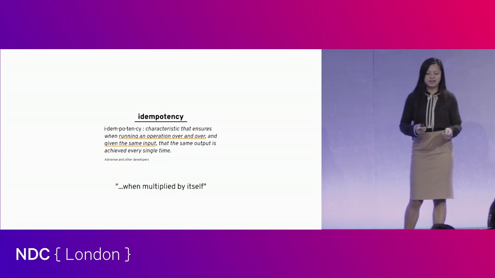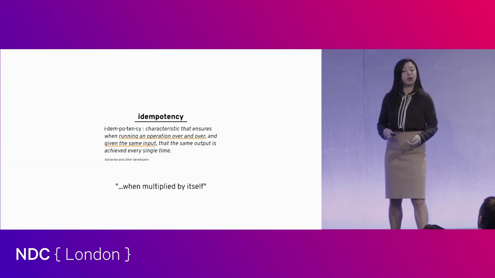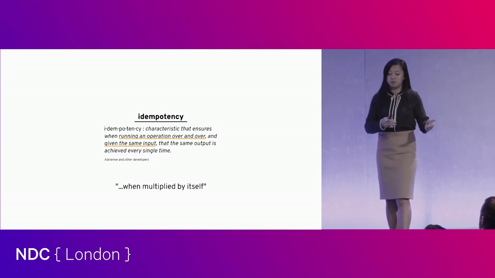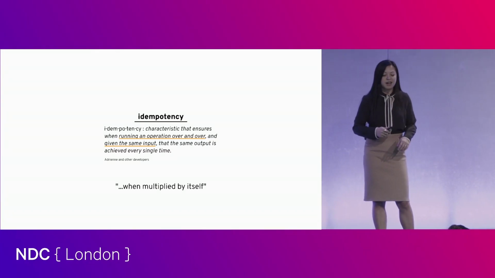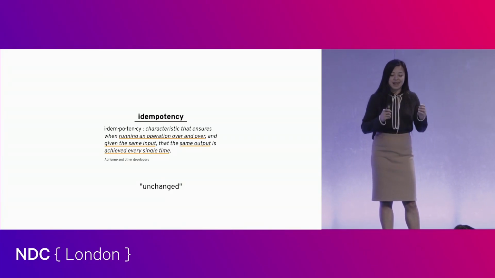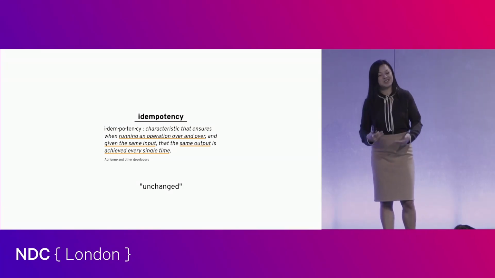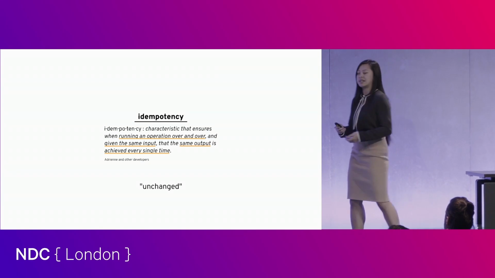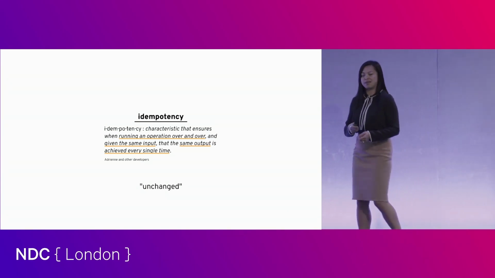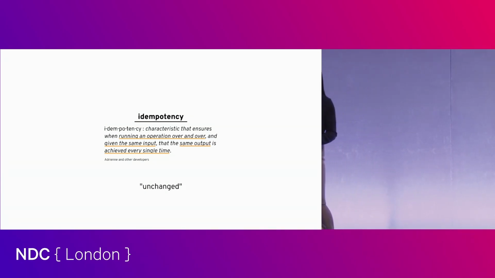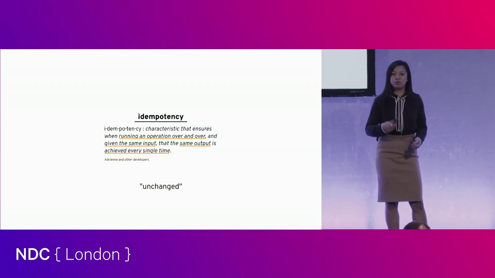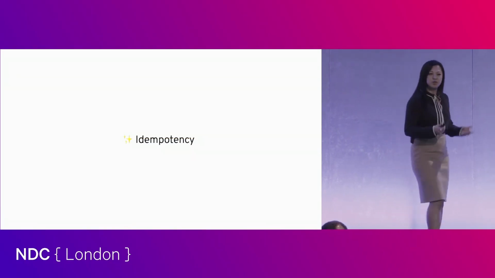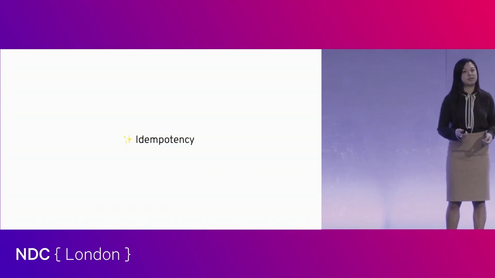Idempotency, a little bit revised, is a characteristic that ensures that when running an operation over and over given the same input, so mapping that to when multiplied by itself, the same output is achieved every single time. It is unchanged. That means no matter how many times you run an application, no matter how many times you send or invoke an event, no matter how many times you retry something, if you send the same inputs, it should always give the same output. And that is essentially idempotency. So keep that in mind as we go through the rest of this presentation.